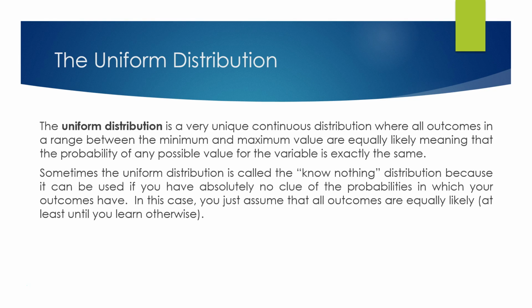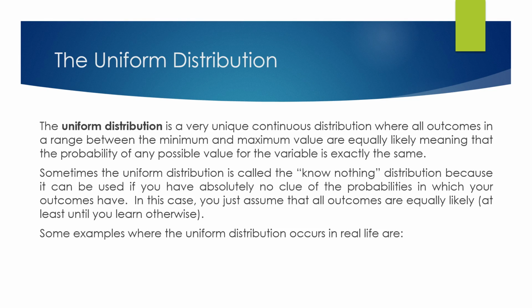Sometimes we use the uniform distribution if we just know nothing at all about our scenario. It could be nicknamed, depending on where you are, the know-nothing distribution, because if you don't know anything at all about a certain scenario, you may just assume that all outcomes are equally likely at first, and then usually find out more information and modify your distribution as you go. There are a number of examples of the uniform distribution in real life, but in general, this isn't something that applies a lot, but it is going to be very helpful to us for the rest of this unit.